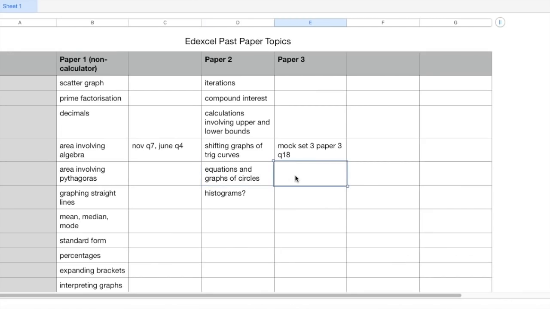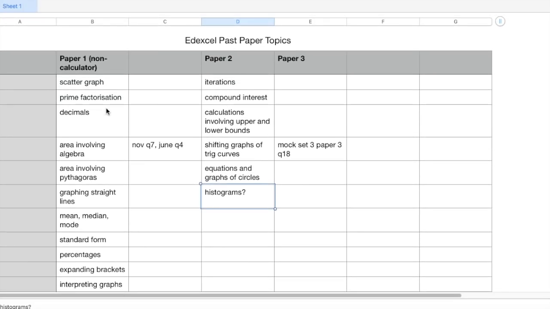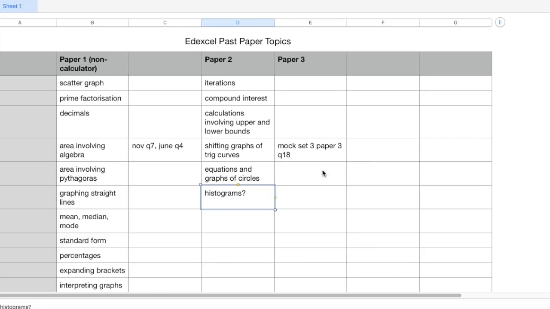I couldn't find any examples of questions involving equations and graphs of circles in the non-calculator papers. That's not to say they couldn't be in there, but perhaps they don't put those in the non-calculator papers because sometimes they involve taking the square root of something, and that can obviously be difficult without a calculator. And I couldn't find any examples of histograms in the non-calculator papers. I think that's because when you're drawing a histogram you need to find the frequency density, and that often involves calculating using decimals. So there you go, there's my quick analysis of looking at the non-calculator versus the calculator papers.